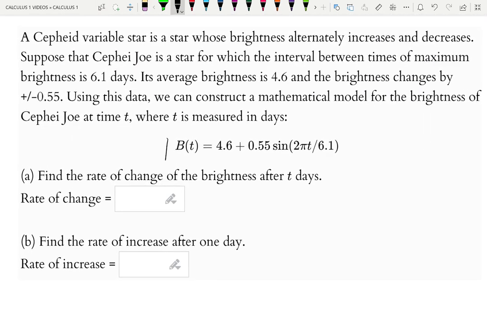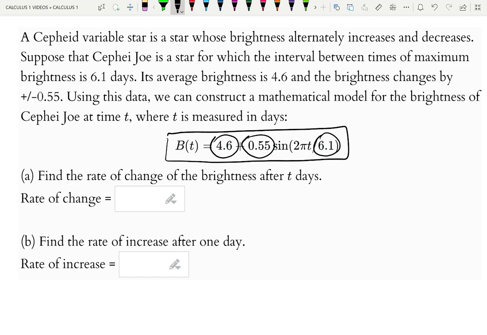We have the function given for this specific Cepheid variable star, a star for which the interval between times of maximum brightness is 6.1 days. That's why it's over here. Its average brightness is 4.6, and this is the average. And the brightness changes by plus or minus 0.55. Here you go. Using this data, we can construct a mathematical model. Okay, we did. Well, let's pretend that we did that. Someone smarter did it for us.